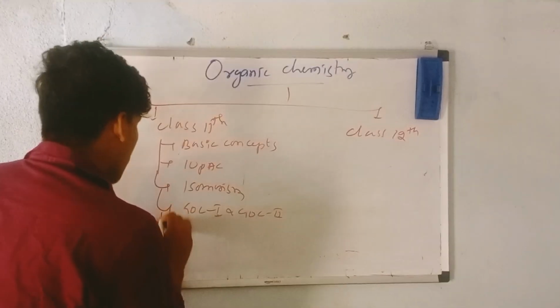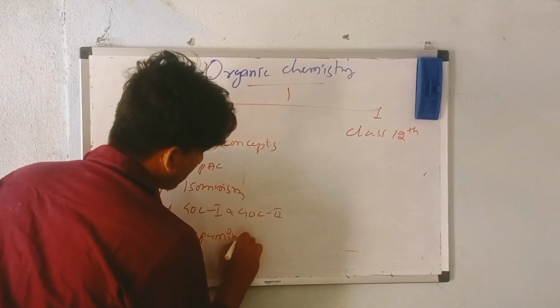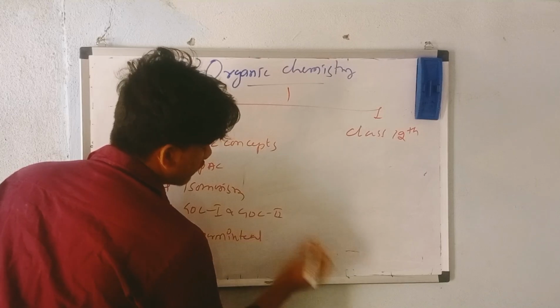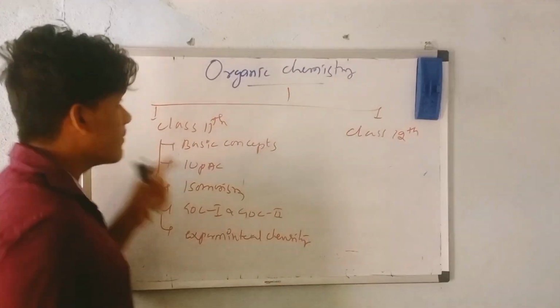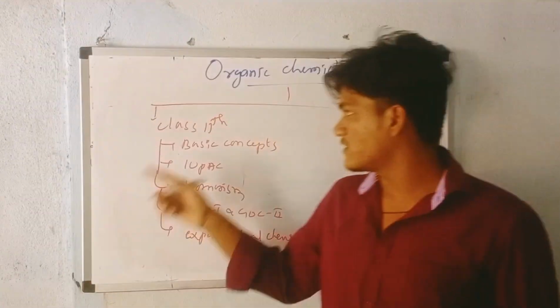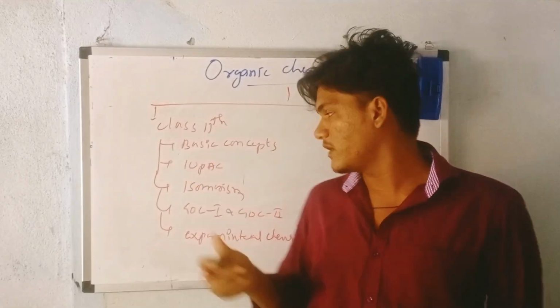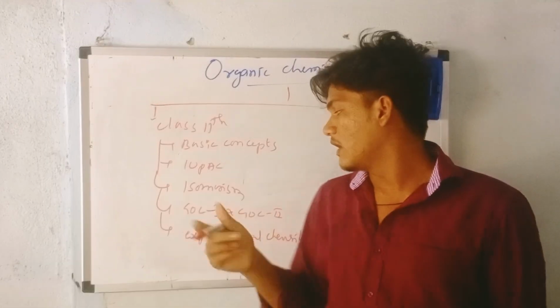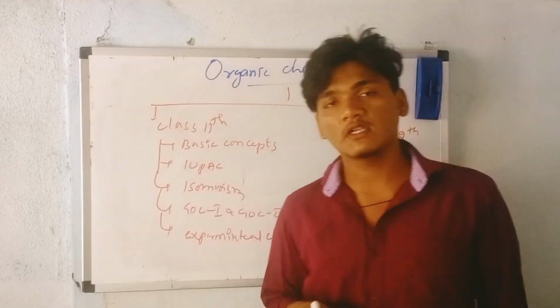We also discuss experimental chemistry, or qualitative and quantitative analysis, in the first year. These are the major first year organic chemistry topics. First is basic concepts, next is IUPAC naming, then isomerism, GOC1, GOC2, and experimental chemistry.